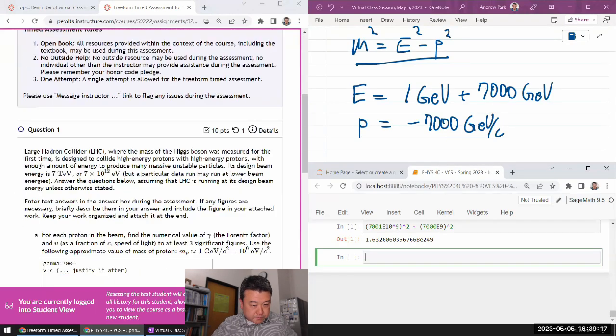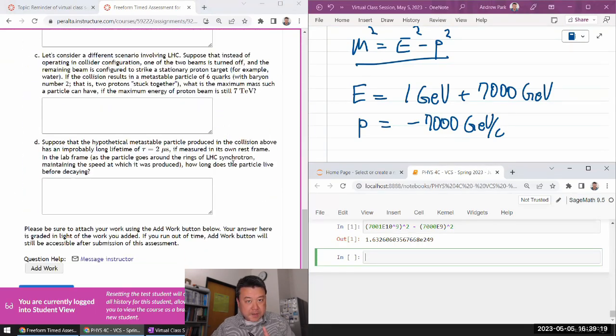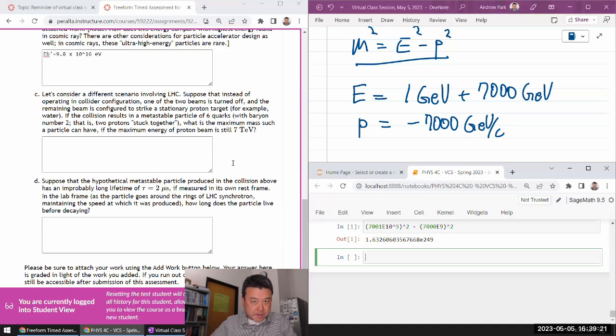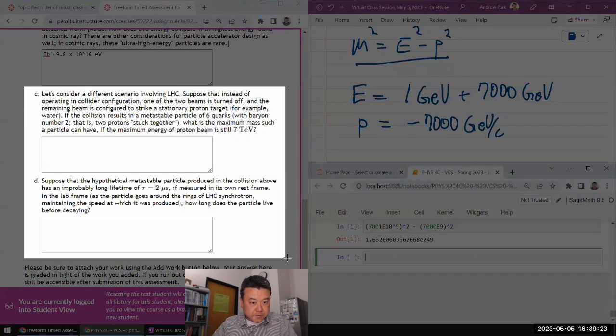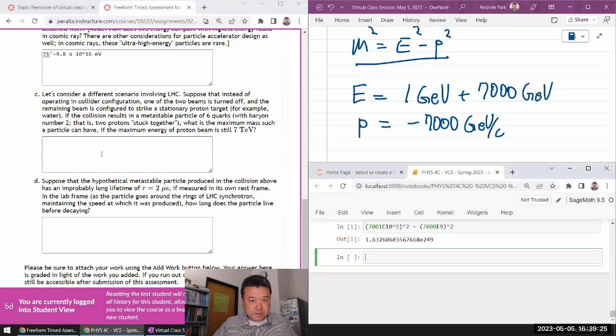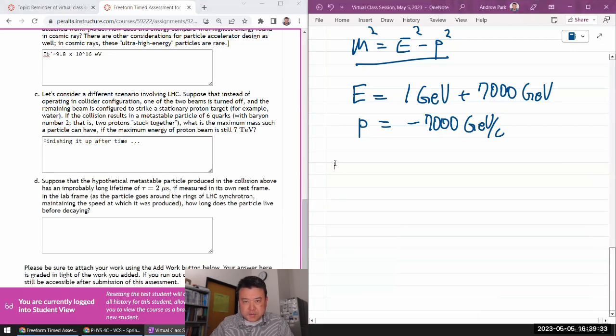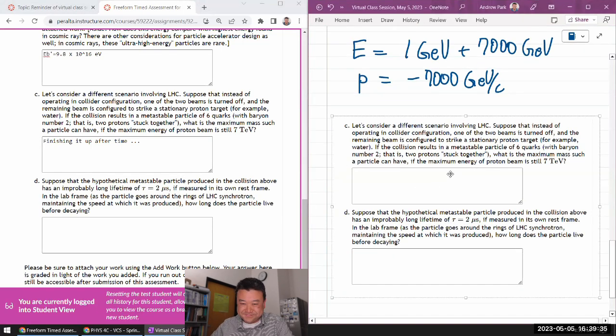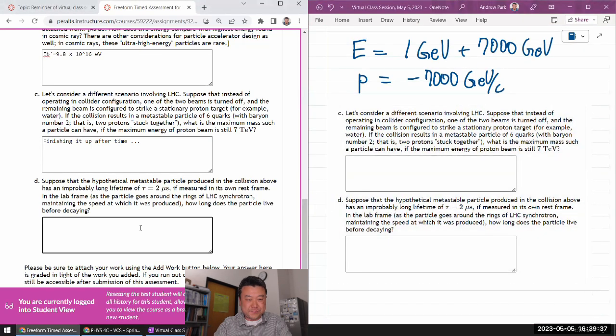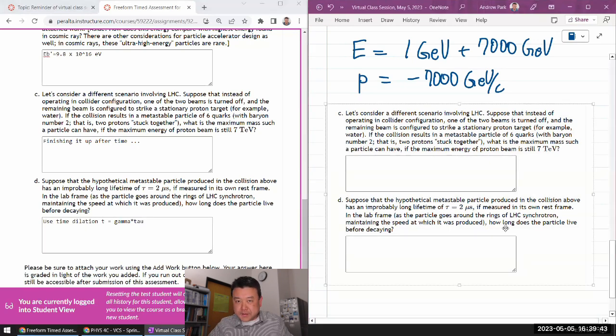Yeah, so I'm not going to be able to finish this in the time. So let me just copy this off and finish it up after time. And I think in trying to take a shortcut, I probably made a mistake. So use time dilation: t is equal to gamma times tau.